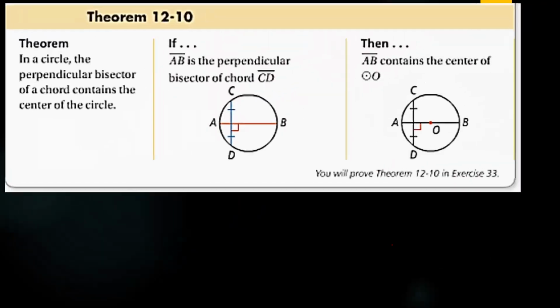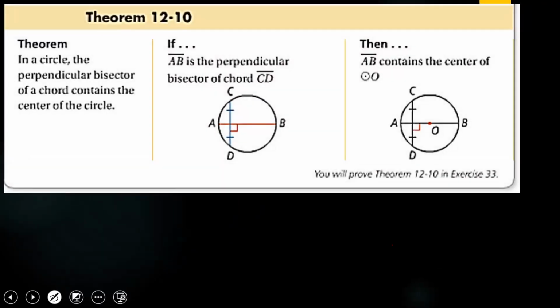Now let's see 12.10. In this one, they told you that in a circle, the perpendicular bisector of a chord contains the center of the circle. That means if you have a chord and there's a line that bisects it and is perpendicular to it, this line must be a diameter and contain the center of the circle.